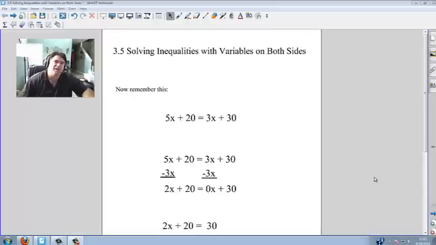Welcome back to 3-5, solving inequalities with variables on both sides. Why this lesson is safer than trying to power squat 300 pounds.